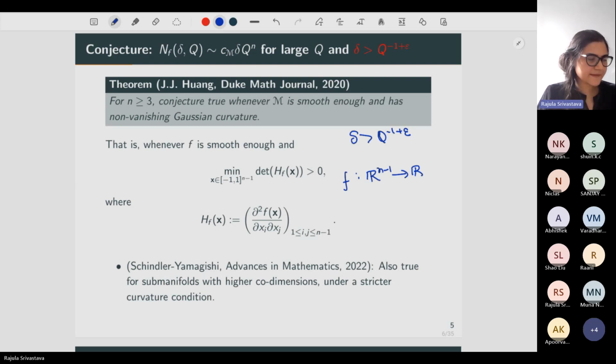And a bit later, there was also a result of Schindler and Yamagishi just a couple of years ago, where they also use Huang's result as a black box, and they are able to extend this result to manifolds of higher codimension. So not hypersurfaces, but slightly bigger dimension as well. But they need a very strong curvature condition. But that's also something which is known now.